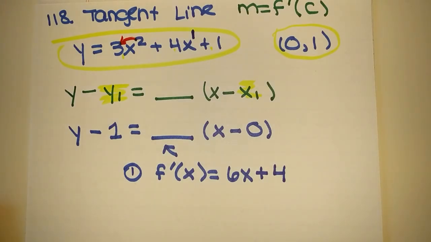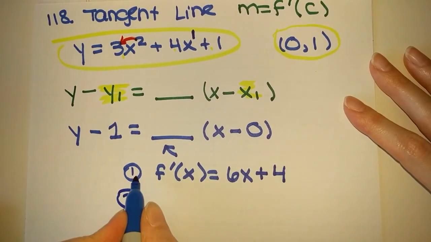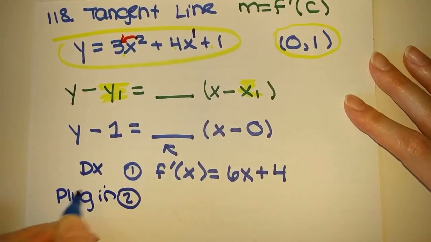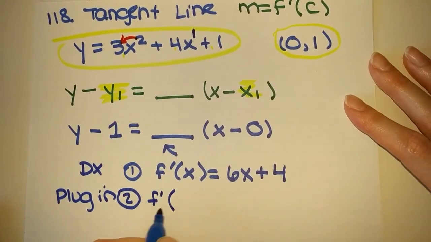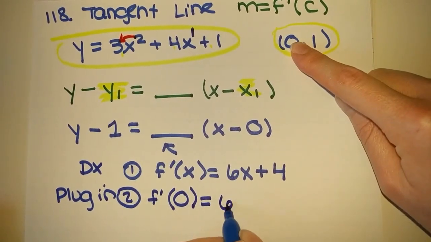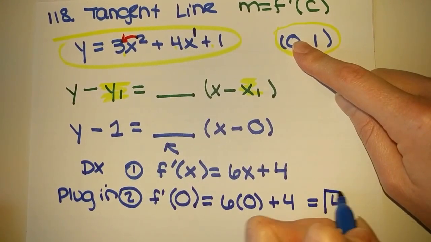Now, when you talk about the slope of a line, you don't talk about it as 6x plus 4. You say that the slope is like 10 or the slope is -1. So what we need to do now, after we find the derivative, is plug in that x value that was given. In this case, the x value that was given was 0. So we plug in 0 into our derivative. So we have 6 times 0 plus 4. So that just gives us 4.